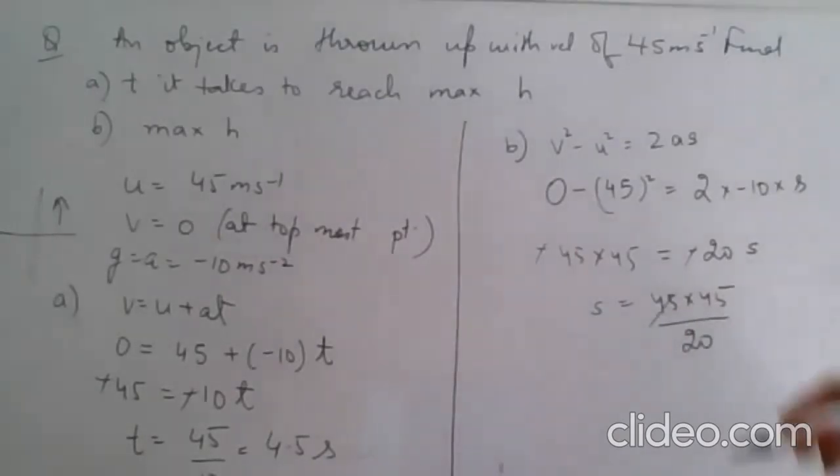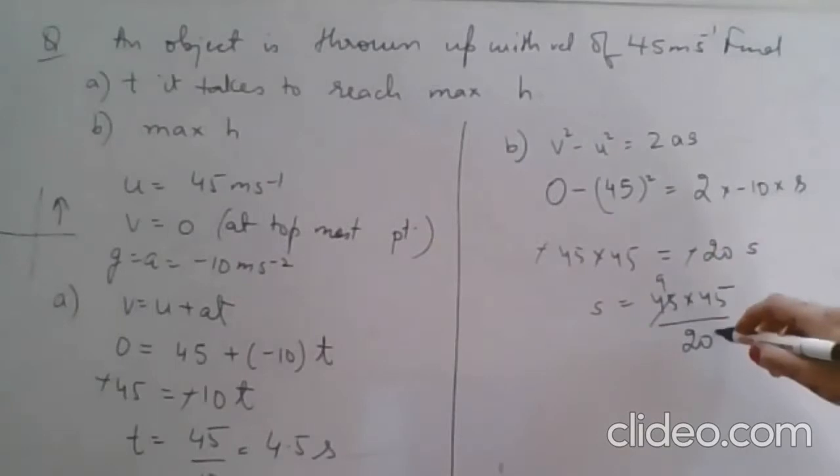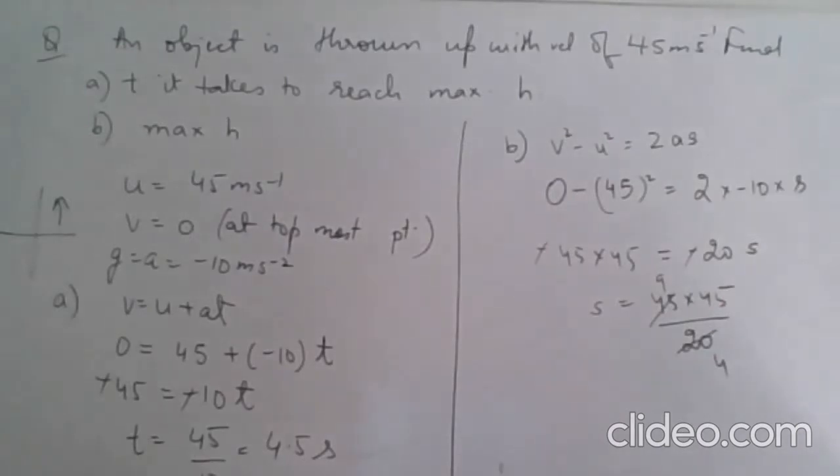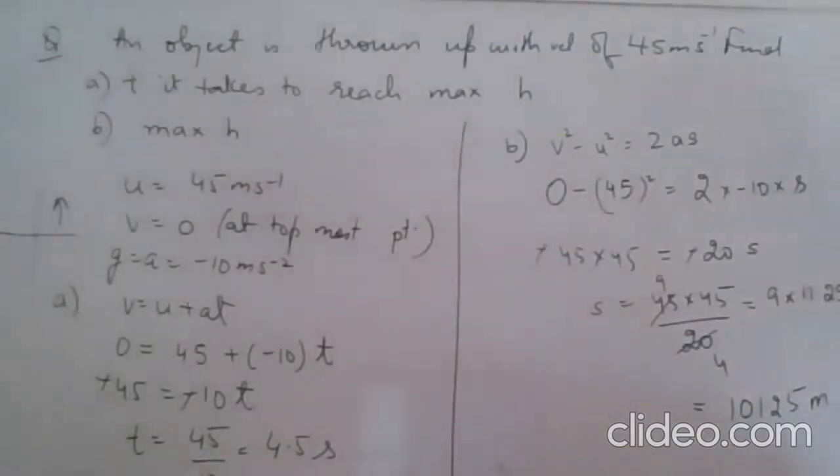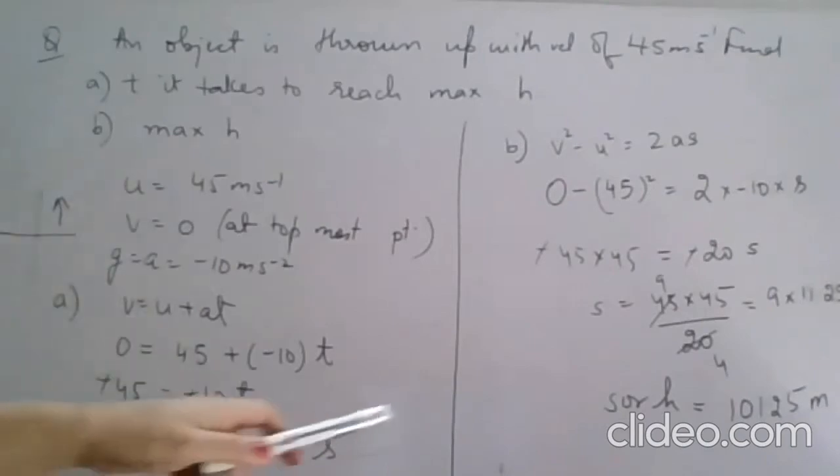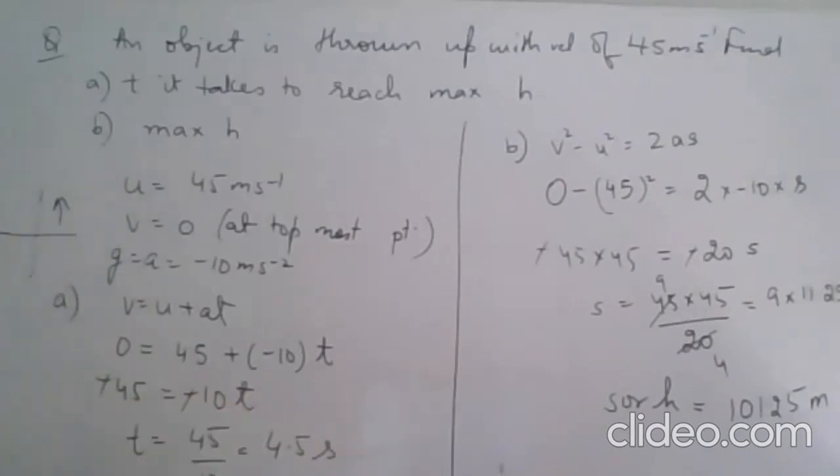So solving it further, 5 9s are, 5 4s are, okay. And now you will have to reduce it to decimal. So solving it further, it comes out to be 101.25. That is the maximum height it reaches. Okay, so the final displacement or the maximum height reached by the object is 101.25 meters.